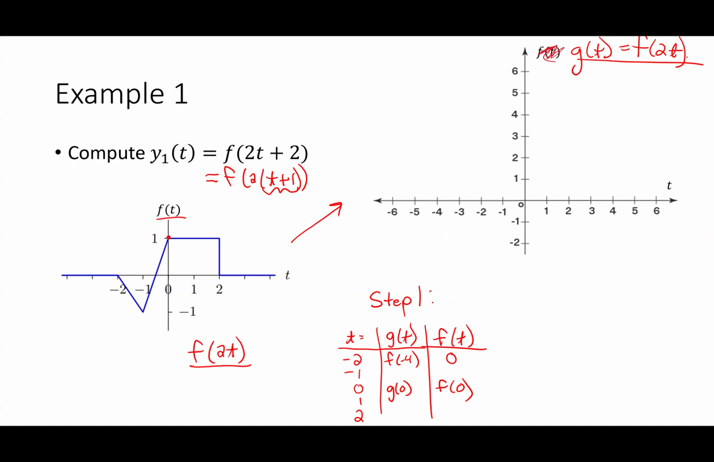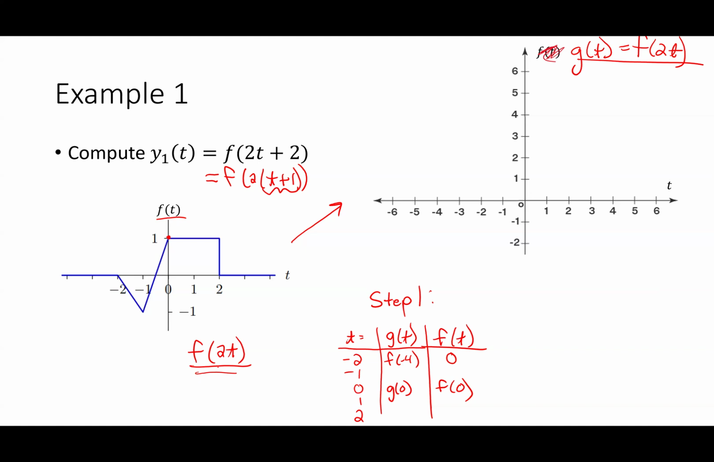So if this is my function here, f of t, how do I apply that 2 here? We say we compact the signal, right? We compact it by a factor of 2. So I could go through this analysis, right? I could say at t equal to -2, what's the value of g of t? What's the value of f of t?